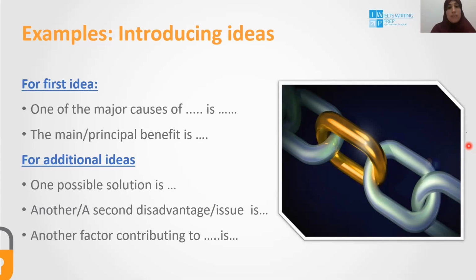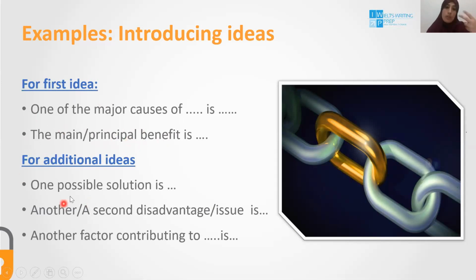All right, so here's some phrases that we can use. We've got one of the major causes of climate change is global warming, for example. The main or principal benefit, we don't use both of these together. So the main benefit, let's say, of traveling abroad is learning a new language. Okay? Now, this is when you're going to introduce your first idea. We use phrases like these for the first idea.